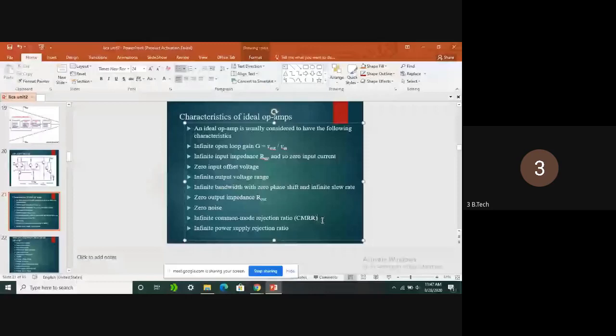So all these are ideal characteristics only, but practical characteristics are very near to this. Infinite, in the sense, in practical it may be represented as very high. Are you clear? Yes, sir.